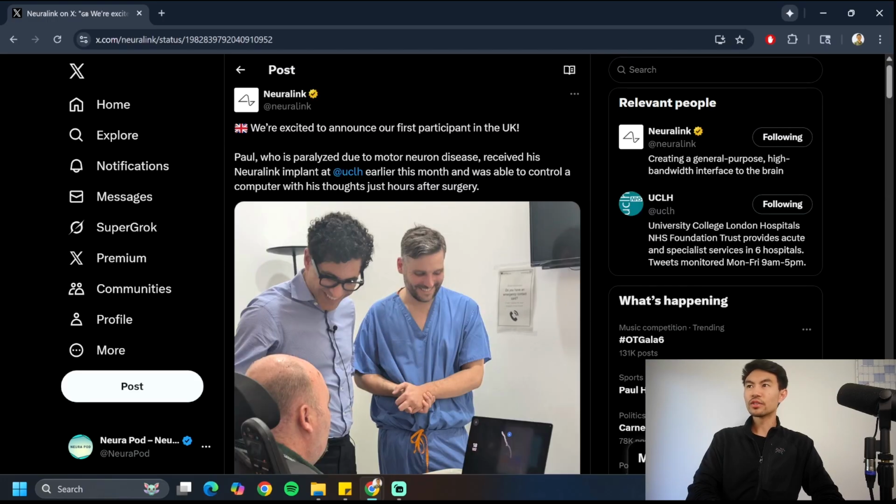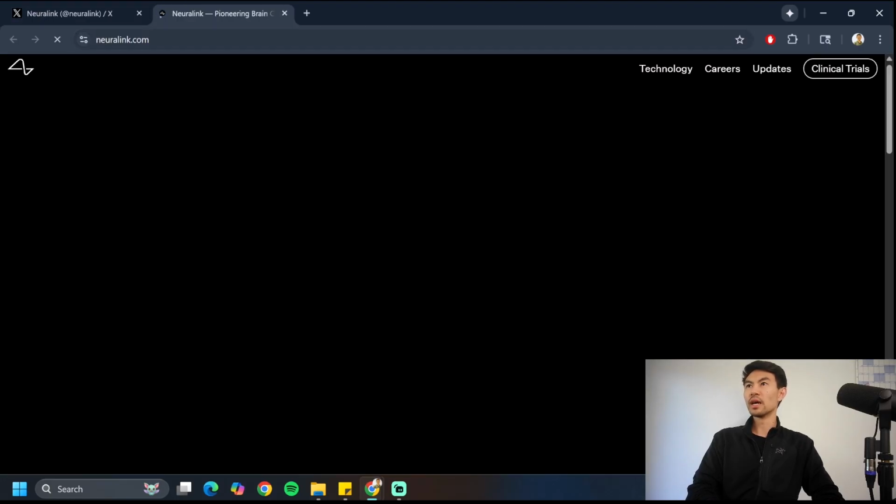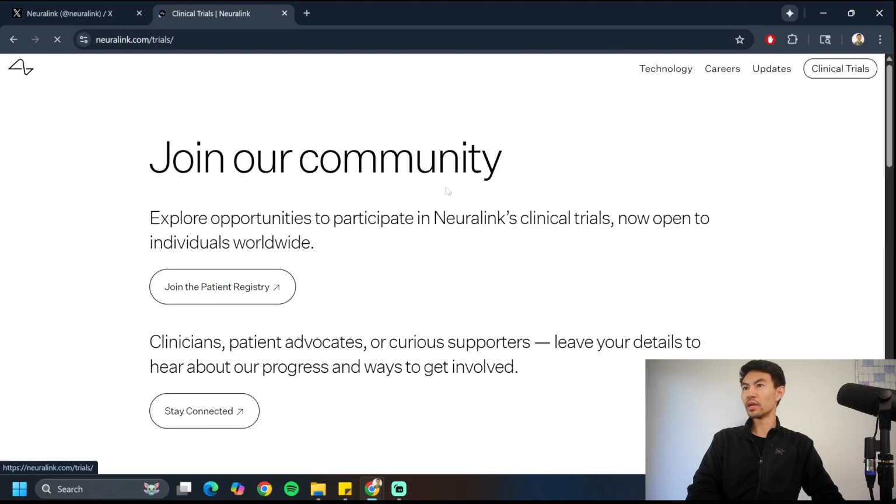I believe this is Neuralink's first patient who is paralyzed due to motor neuron disease. The prior patients were paralyzed due to a spinal cord injury or ALS. This patient brings them to a total of at least 13 patients implanted. I personally suspect that there are more than that, but we're up to at least 13 now. And if you're interested in applying to be part of the patient registry, go to Neuralink's website and sign up at their clinical trials page right here.